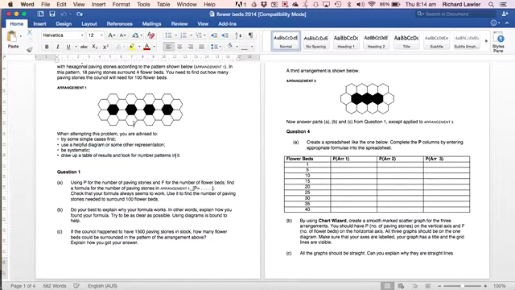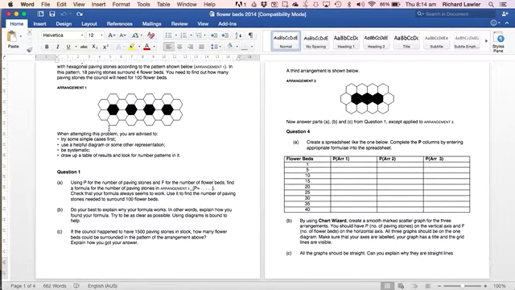Draw up a table. The independent variable would be what? The number of flower beds or the number of paving stones? So once you work that out, you can go for 0, 1, 2, 3, 4, 5. Obviously negative numbers don't really matter or don't make sense. And then what would the dependent variable be? The number of paving stones or the number of flower beds? Once you've worked that out, then figure out the numbers based upon the independent variable.